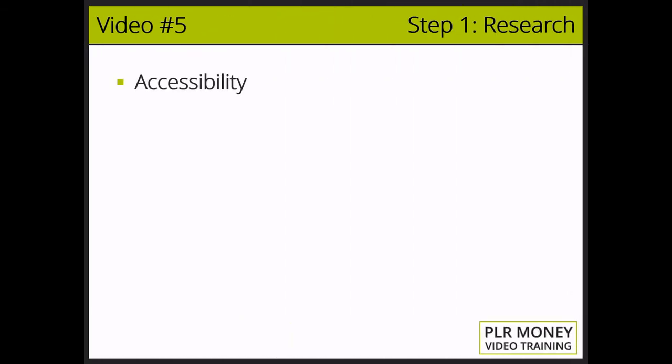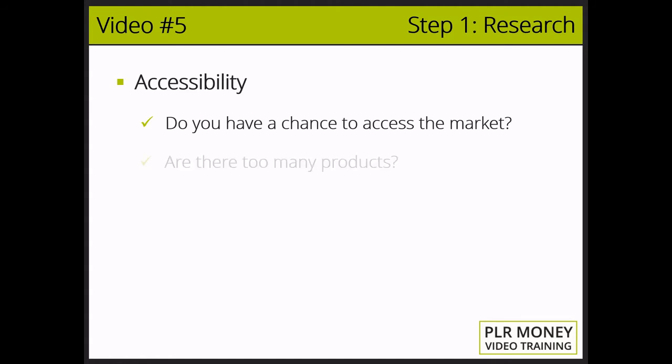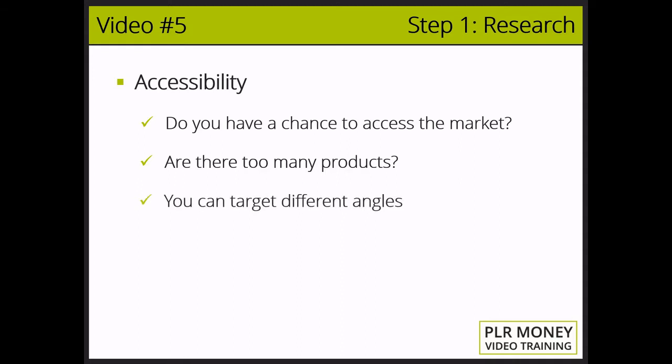For accessibility, we mean if you have a chance to access that niche with your product. We just need to look to see if there are too many products related to the topic we're trying to market. It's not a good idea to launch the same thing all the time, but you can even determine what angle you can target on that same hot topic we've already identified as highly demanded and highly commercial.